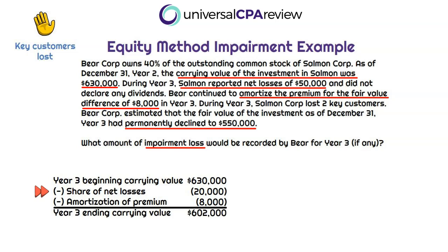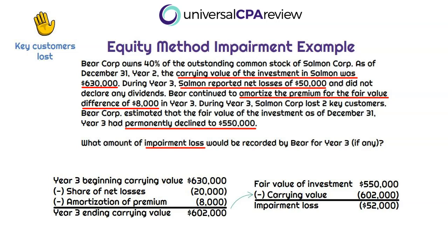And then we have to take our share of the net losses, which decreases the carrying value. If they had 50,000 overall, we own 40%. That means our share is 20,000, so that's going to decrease the carrying value. And then we also have the amortization of the premium, which is 8,000, which decreases our carrying value. So our year 3 ending carrying value is 602,000.